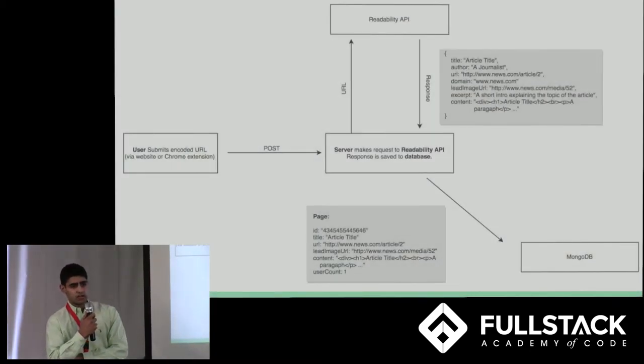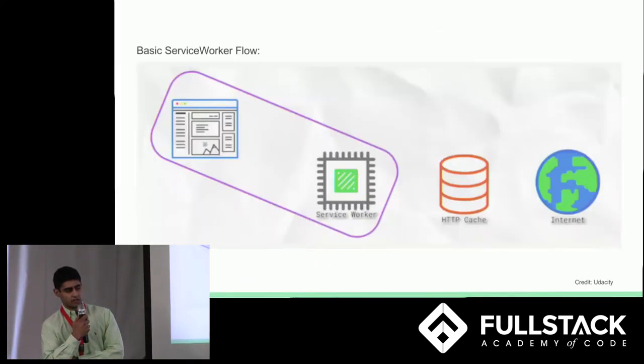Now let's explain how this all works. Once you send a URL to our server, we hit the Readability API, which responds with some very useful information: the title, author, and body content, etc. We take some of this useful information, as well as collect some of our own, like the popularity of an article with our users, and store this in the database. Now John's gonna tell us more about how we cache these articles offline using service workers.